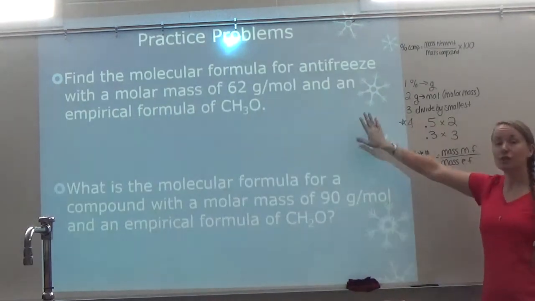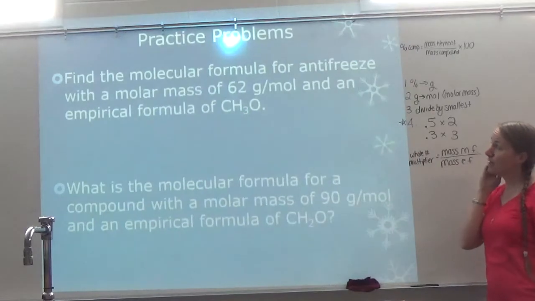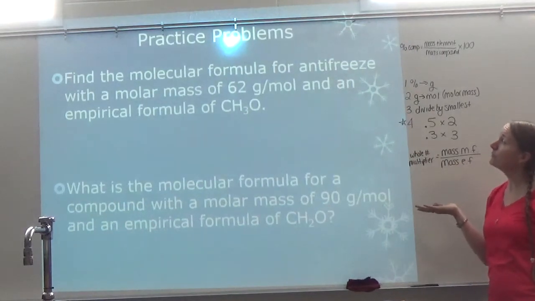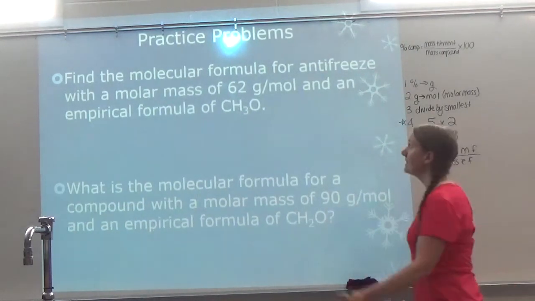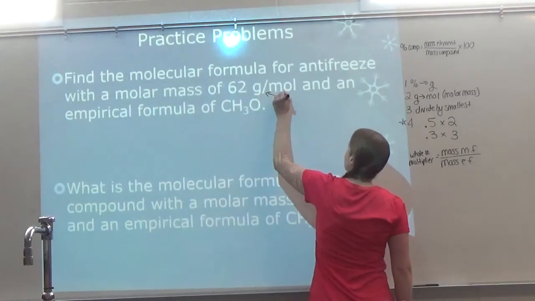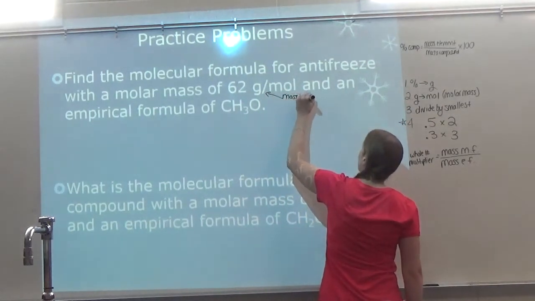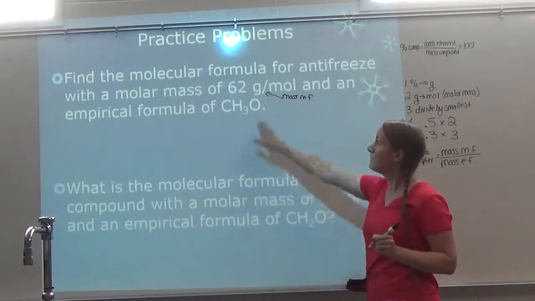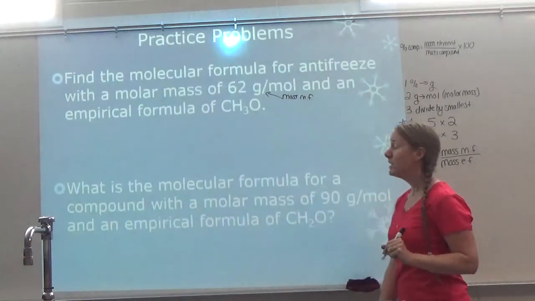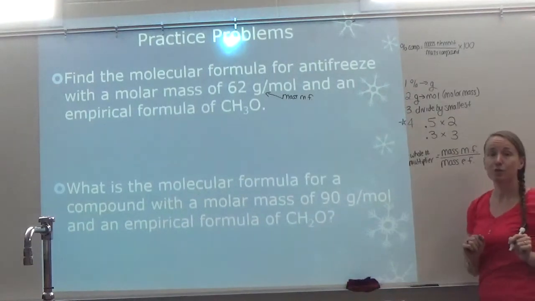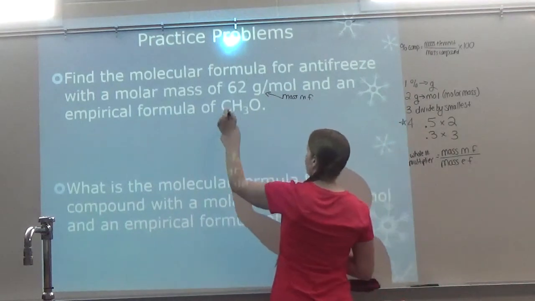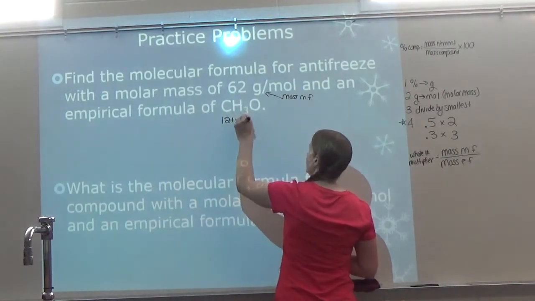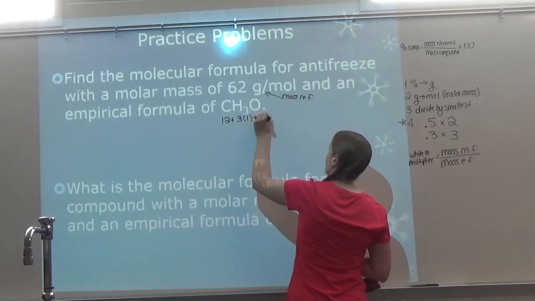Alright, so we can either look at the top one together, or you can go ahead and try it on your own. So it says find the molecular formula for antifreeze with a molar mass of 62 grams per mole. So this is the mass of my molecular formula. And an empirical formula of CH3O. So I'm missing the mass of my empirical formula. So I just add up. So C is 12, H is 1 times 3, O is 16.